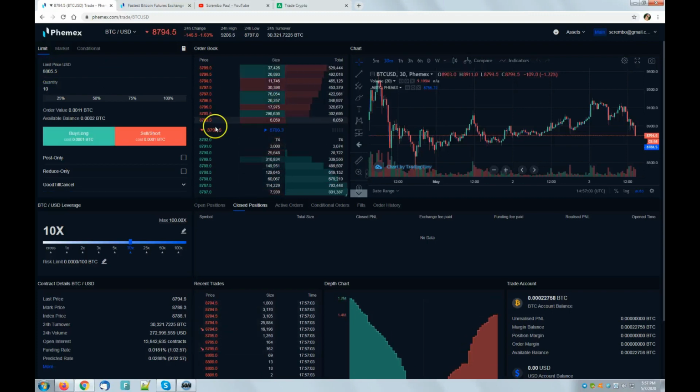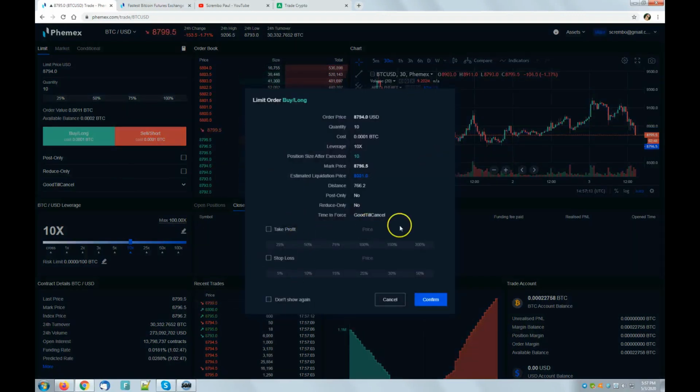We're going to put the limit price, something that is going to open up pretty fast in our trade, for example 8,794, and we're going to buy long. Then we've got all these details right here. This information is pretty much crucial because we need to understand what we have here. We have the distance to liquidation, which is important to know, and the estimated liquidation price, which is 8,031. Then you need to know that if the market goes to $8,031, your order is going to be liquidated, which is $766 away from you right now. And that is, on 10x leverage, quite a big difference.